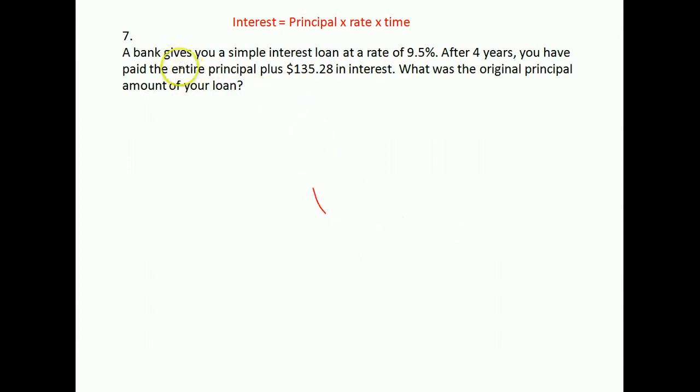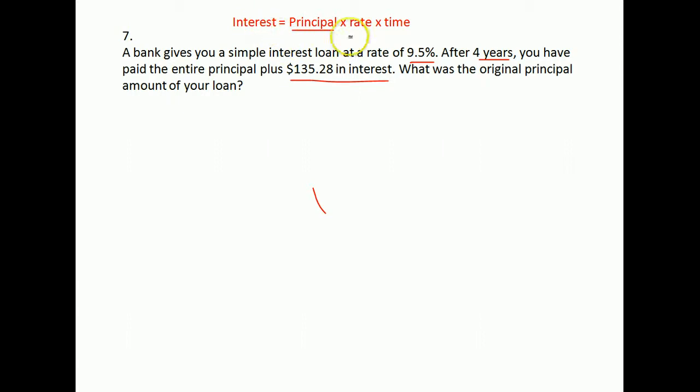Okay, this one's a little more complicated. It says a bank gives you a simple interest loan at a rate of 9.5%. After 4 years, you have paid the entire principal plus $135.28. What was the original principal? So that tells me I'm not going to know this. I'm going to have to use solving to find it.